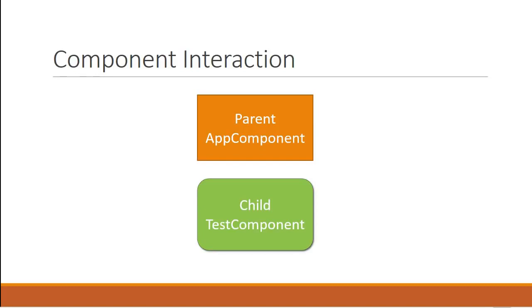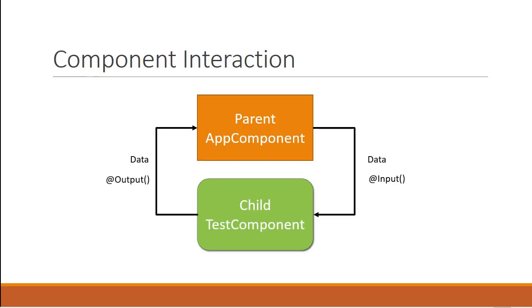But in Angular applications, you're going to come across a scenario where the components need to interact or communicate with each other. The parent component might send some data to the child component, and the child component might also send some data to the parent component. So how do the components interact? The answer is using input and output decorators. Using the input decorator, the child can accept input from the parent, and using the output decorator, the child will send out events to the parent to indicate something.